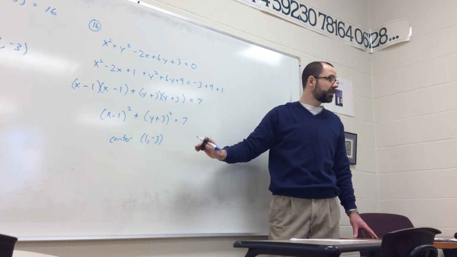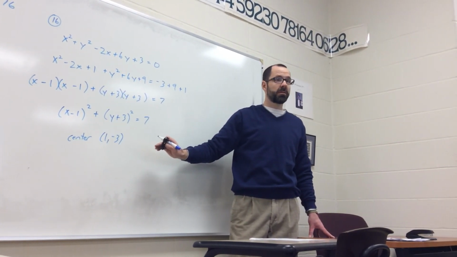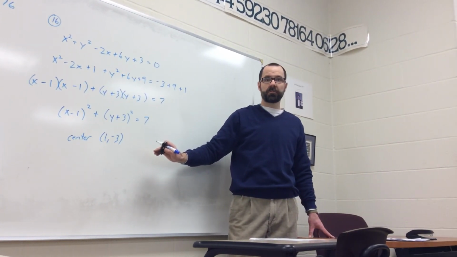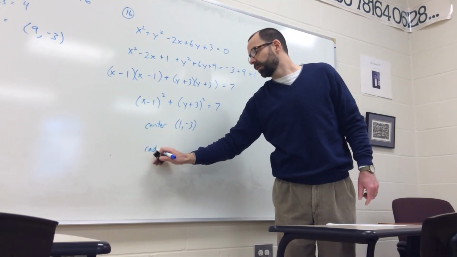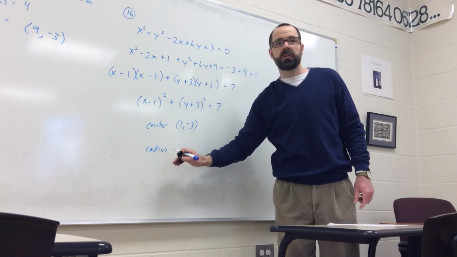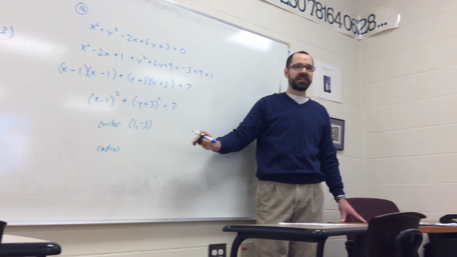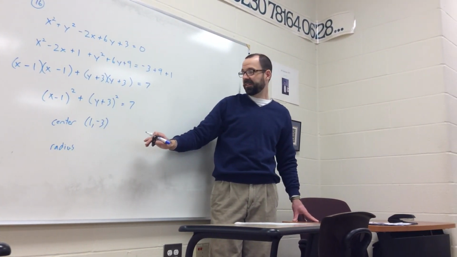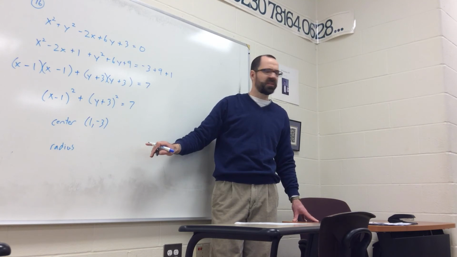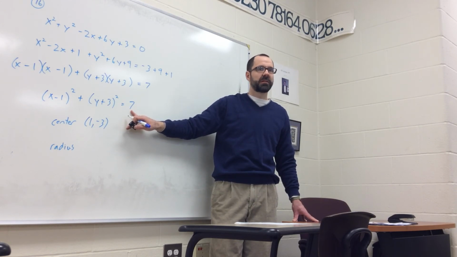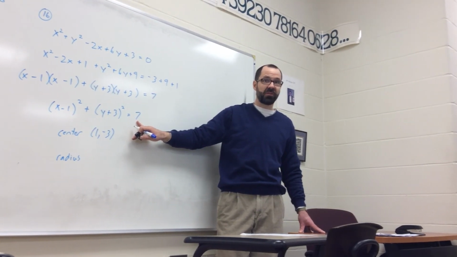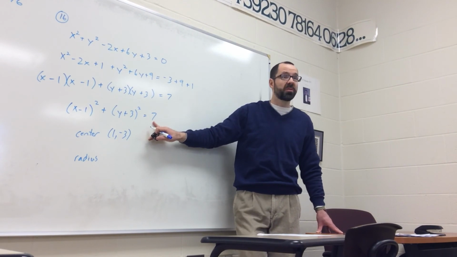Everybody okay with that? And then the radius. This is supposed to be the radius squared, right? What number squared is 7? Not a nice number, right? So what number squared is 7?